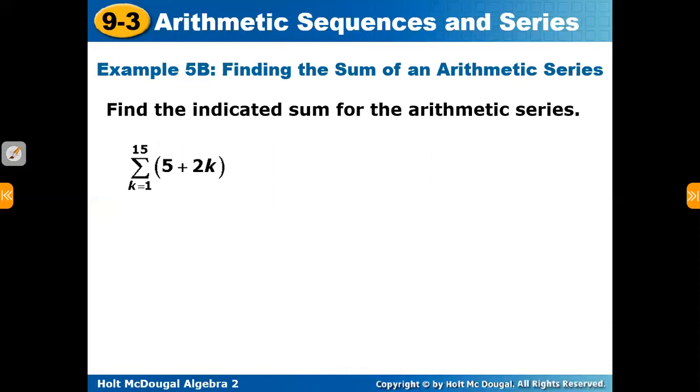So in this question, the symbol sigma indicates sum. So they are asking us to find the sum of terms 1 to 15. So that means I have to find S15.